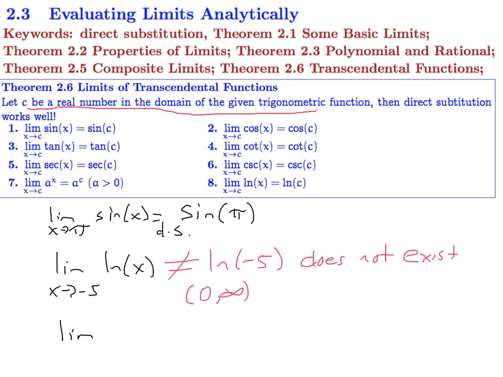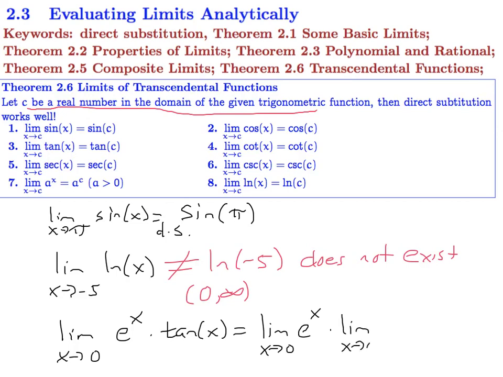One more example here. Suppose we wanted to compute the limit as x approaches 0 of e to the x times tangent of x. Using our product rule, we can break this up into two separate limits: the limit as x approaches 0 of e to the x times the limit as x approaches 0 of tangent of x. And we can directly substitute. We're going to get e to the 0 times tangent of 0, which overall is just going to be 0 because tangent of 0 is 0.